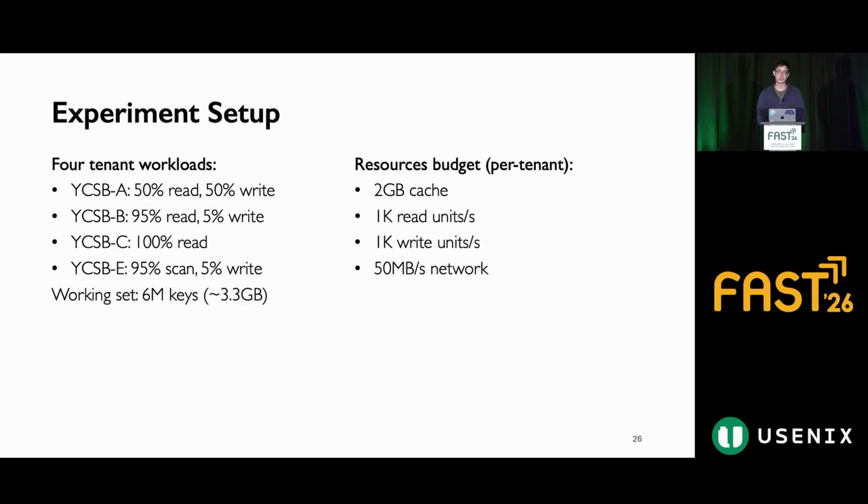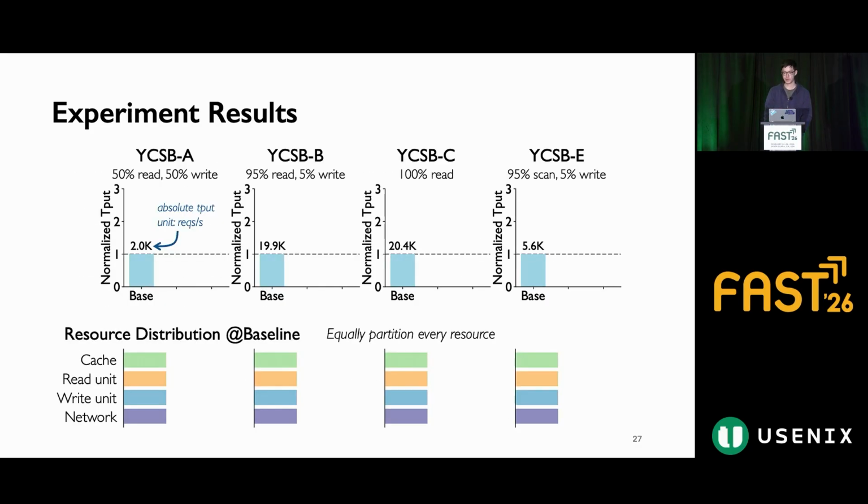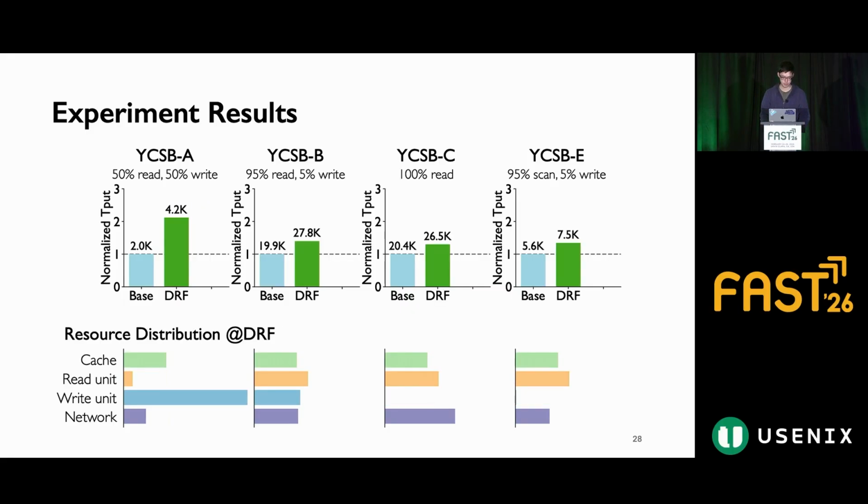So we consider a workload with 4 tenants with YCSB workload. We compare against the following: a baseline where every resource is equally partitioned; DRF, which manages every resource except cache, while we keep the cache equally partitioned; and HARE, which jointly allocates all the resources together. We first focus on the baseline, where all the resources are equally partitioned. Here we show the normalized throughput on the y-axis, so it's always 1 for the baseline. We label the absolute throughput on top of each bar.